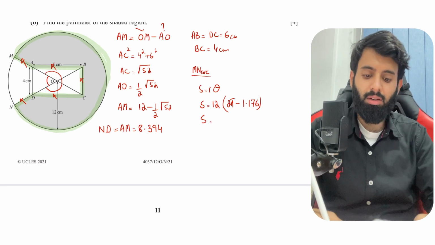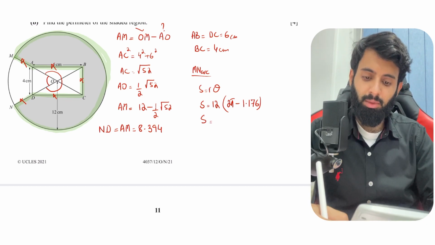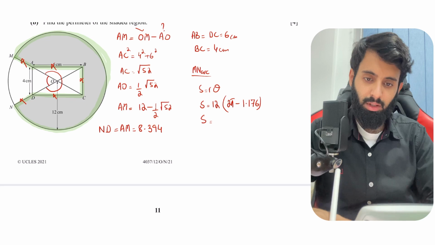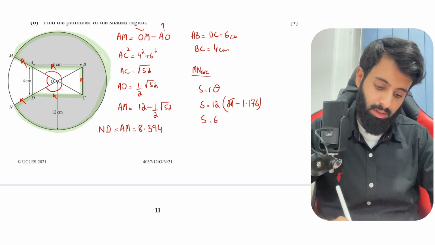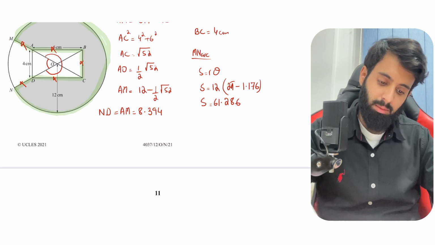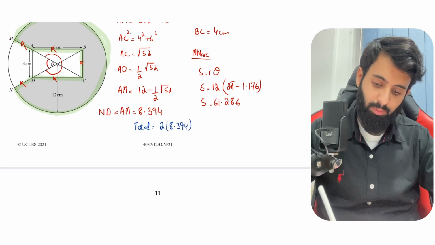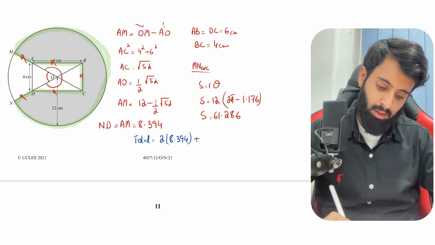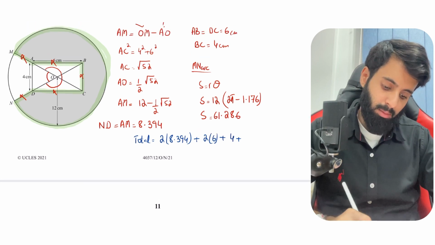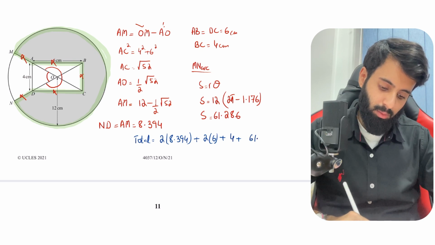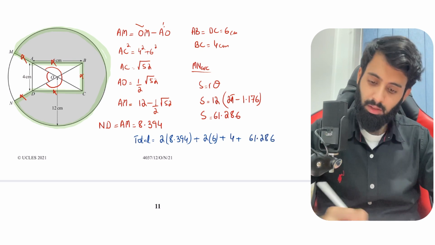So let's see, what do we get? 2 pi minus 1.176 is 5 point something, times it by 12. So we're looking at 61.286. So now it's time to just sum it up. So I'll do the total here. Total is equal to 2 times 8.394 plus 2 times 6, plus 4 plus 61.286. So how many lengths do we have?